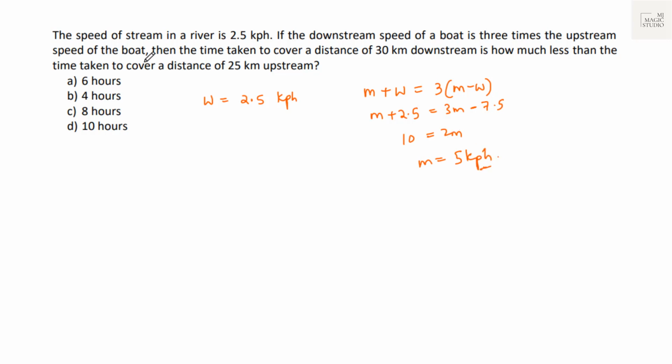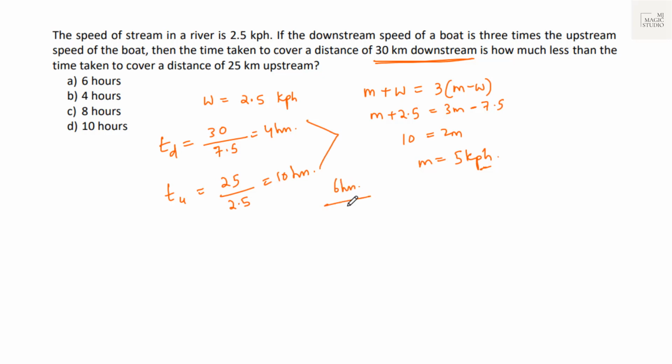Done. Then the time taken to go downstream 30 km: downstream speed is m plus w, 5 plus 2.5, that is 7.5. This will be 4 hours. How much less is it than the time to cover a distance of 25 km upstream? Time to go upstream 25 km: speed is m minus w, 5 minus 2.5, 2.5. That is 10 hours. They are asking about the difference between these two times. The difference between these two times is 6 hours.